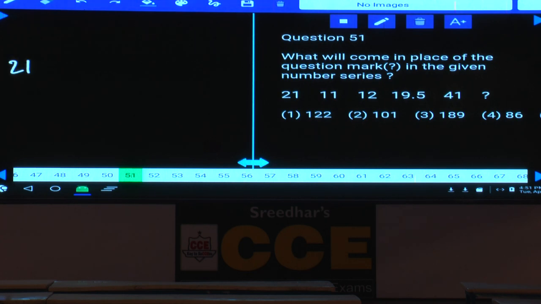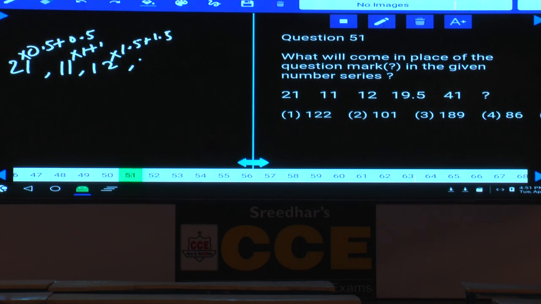Now 21 into 0.5 is 10.5. 10.5 plus 0.5 will be 11. Next one, 11 into 1 plus 1, that is 12. 12 into 1.5 is 18, plus 1.5 is 19.5. Next one, 19.5 into 2 plus 2, that will be 41. Then 41 into 2.5 plus 2.5.